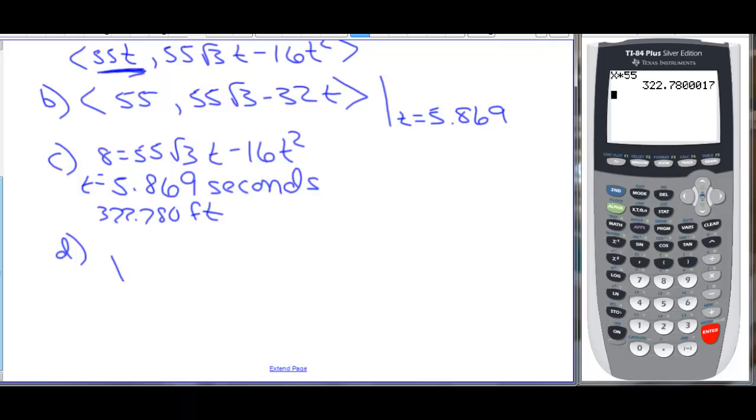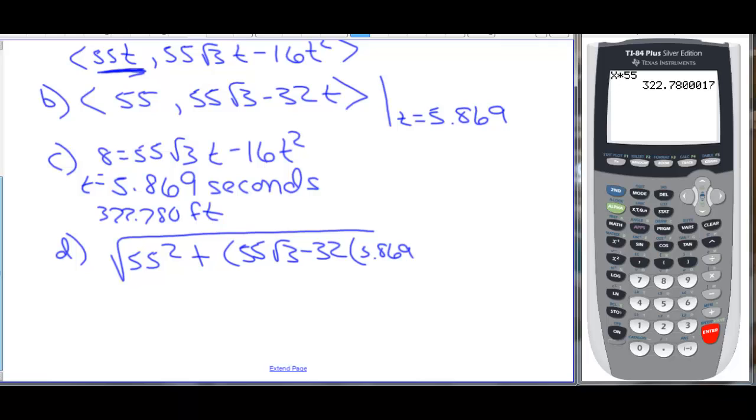So we're going to do square root of 55 squared plus 55 square root of 3 minus 32 times the 5.869 squared. That's what we need to do on our calculator. And the good news is x is still holding that value. So 55 squared plus 55 square root of 3. Whoops, let's delete that. Minus 32 times x squared.